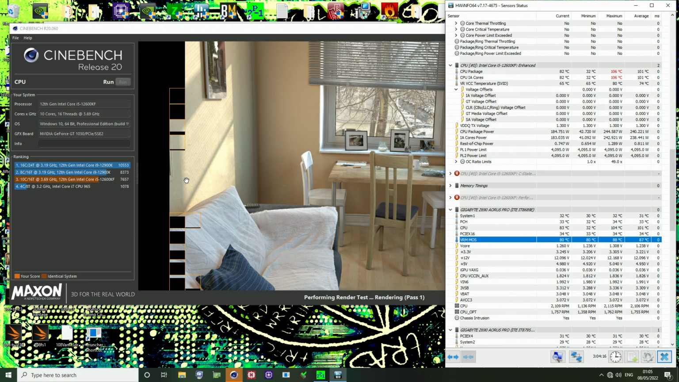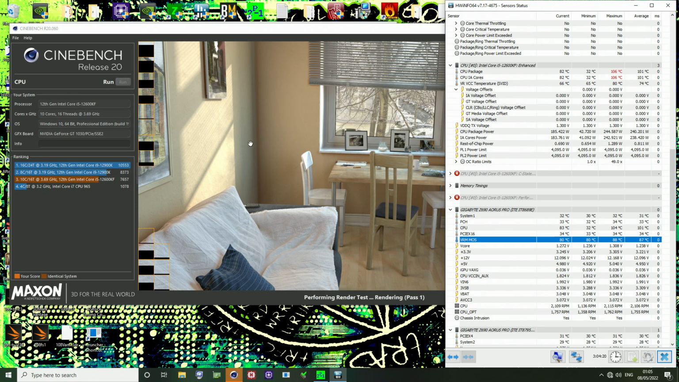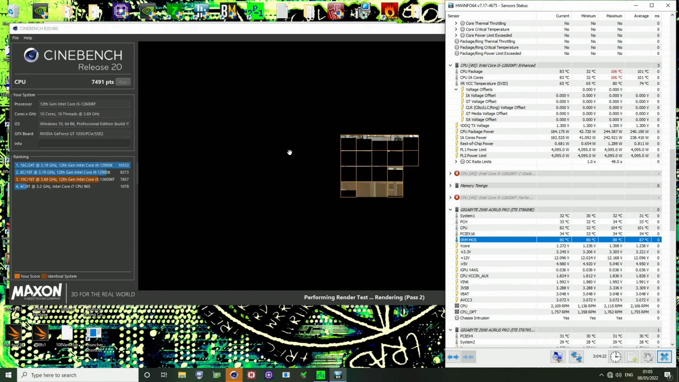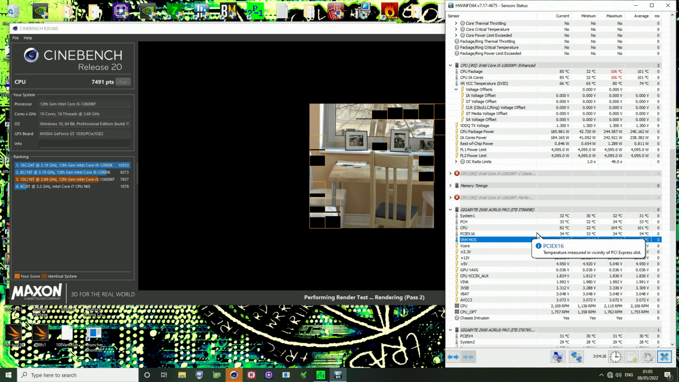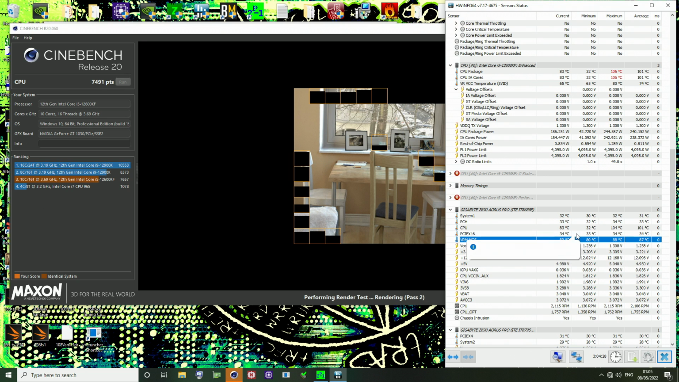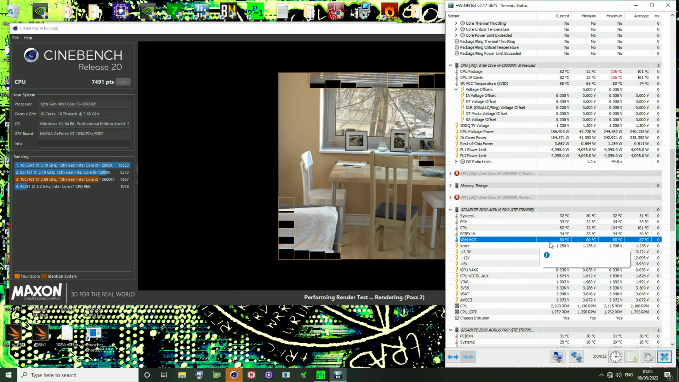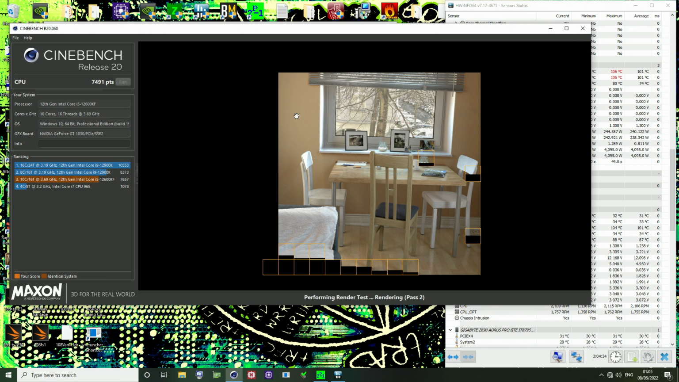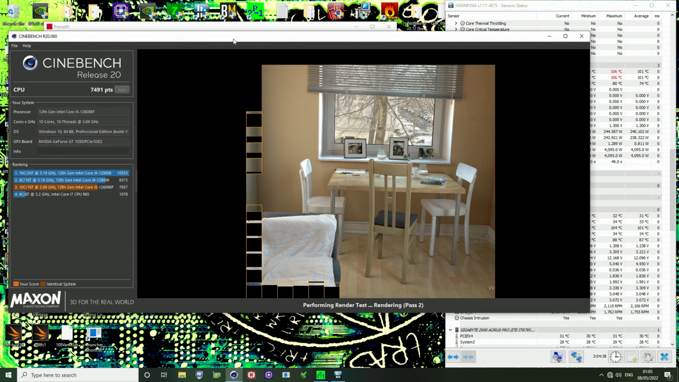Especially because Cinebench load cycles every time it restarts rendering the scene. So I imagine if I kept this running, the VRM temperatures would actually come down to like 75 or something. Or well, maybe not 75, but they would start coming down. So that's kind of the thing.